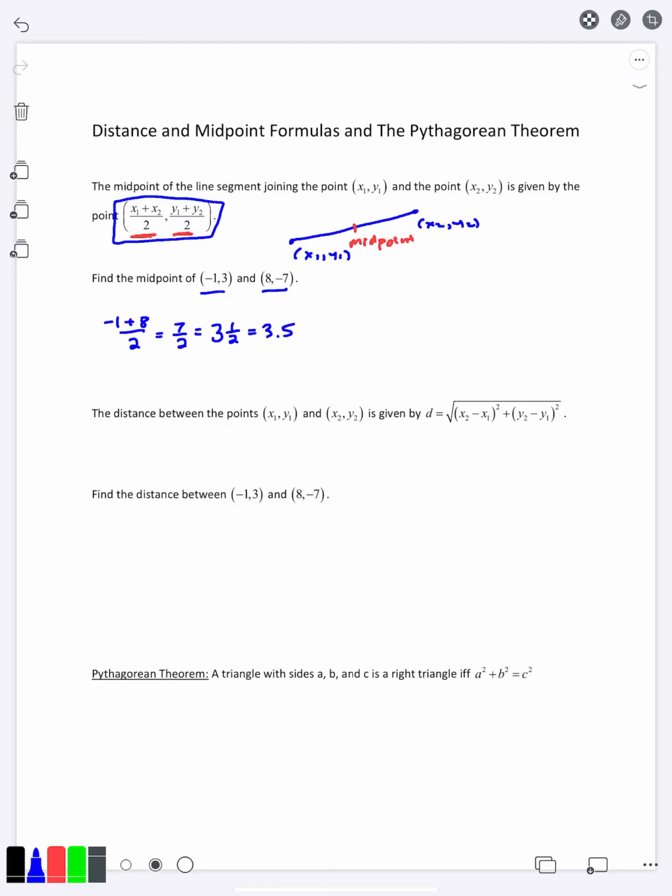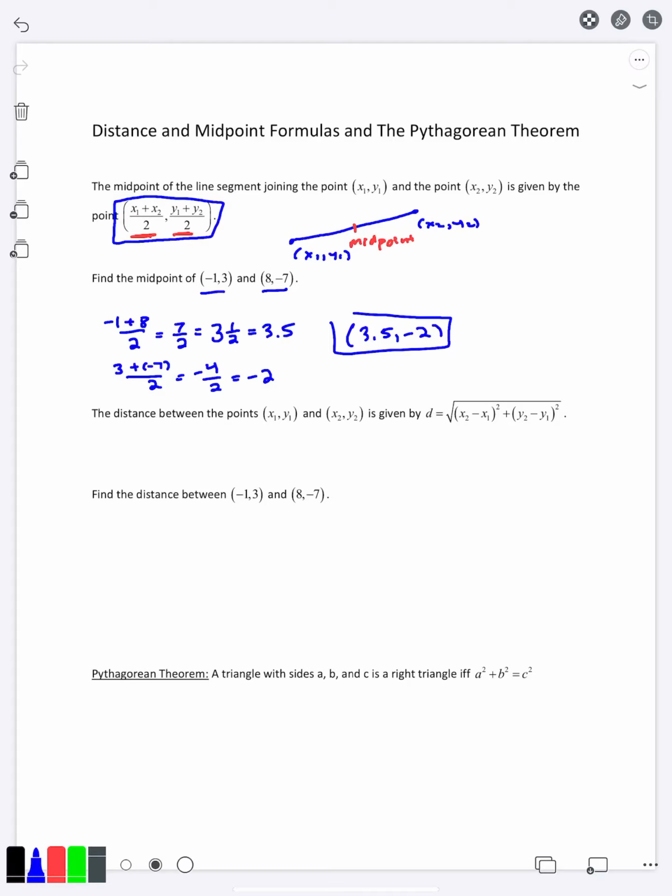For the second coordinate, we look at our y-coordinates here. 3 plus -7 over 2 is -4 over 2, which is just -2 there. And so that means that the coordinates of my midpoint are (3.5, -2). And then we're done with the problem. So midpoint formula, really not too much involved there. You just follow the formula, you get your answer.